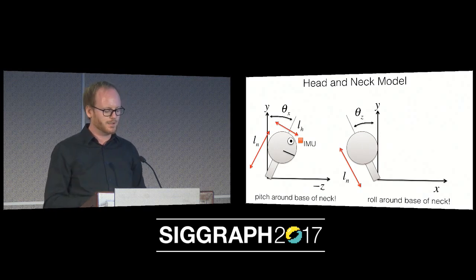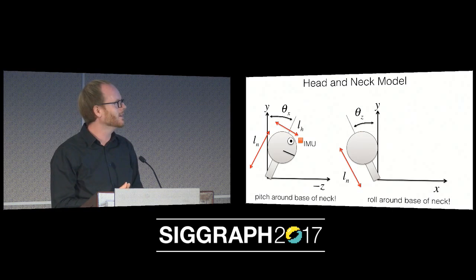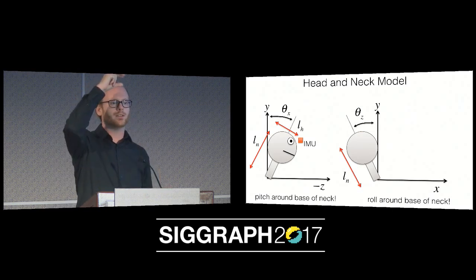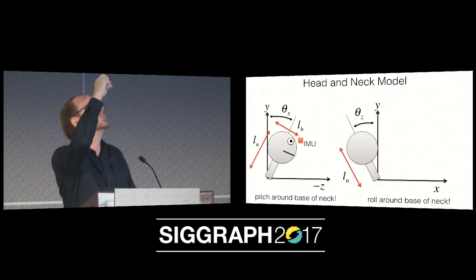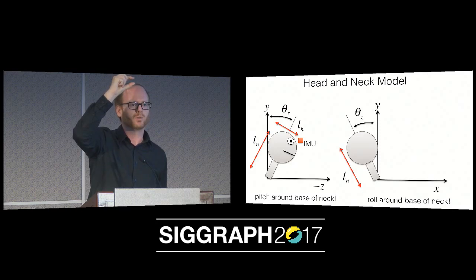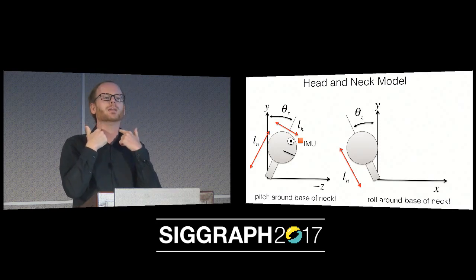So one little side note, and I hope my artistic skills are reasonably clear here. If we have the head-mounted display and the IMU on the headset, we don't actually rotate around our IMU, right? We're not going to rotate around this center of rotation. Most of the time when we look around in a VR scene, we're going to rotate around the base of our neck.